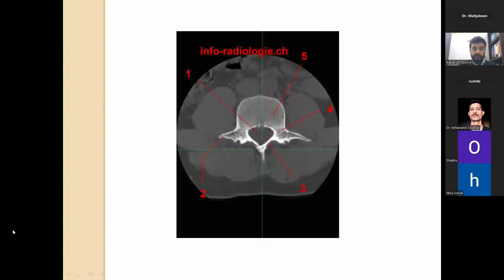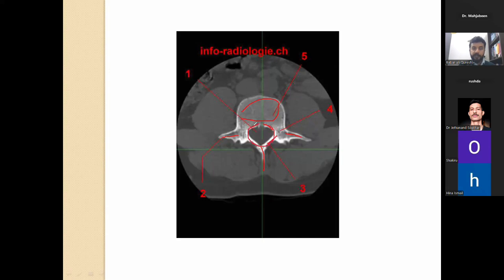When we look at the axial cut, which is a very important one, we want to see whether the canal is compromised or not, even in the fractures that we'll talk about in the next topic, the basic pathology. So we have to look at the vertebral body, and these are the transverse processes. This is the dorsal process. These are the laminae, and these are the pedicles. So we have to look for the canal.